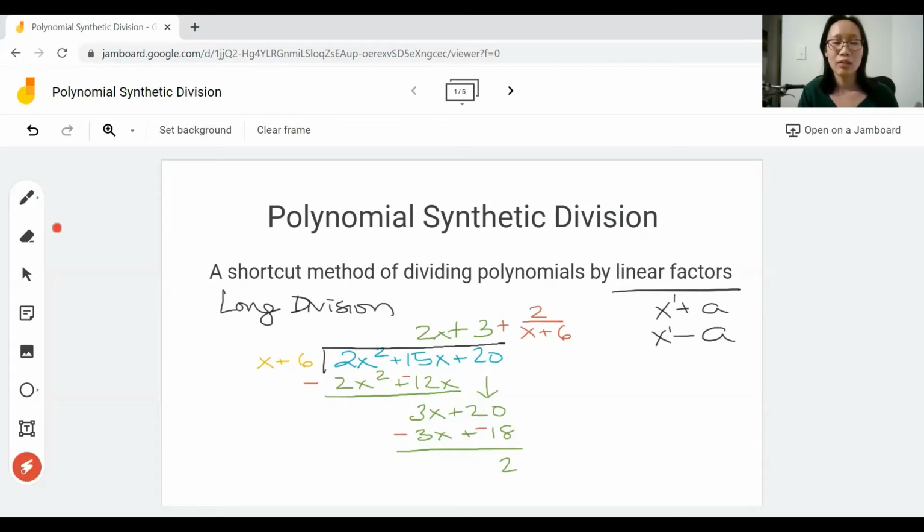As you can see, long division is long, and so synthetic division is a way of dividing by not dealing with the variables and looking just at the numbers in all of this. If you need a refresher on long division, you can see my other video where we actually did this problem. Let's take a look at an example.